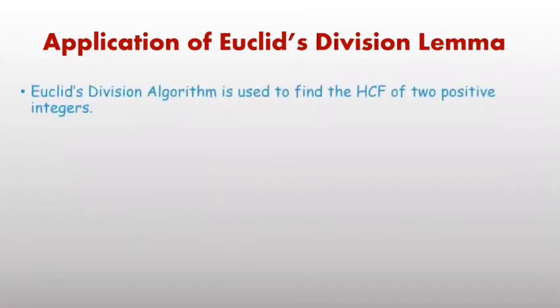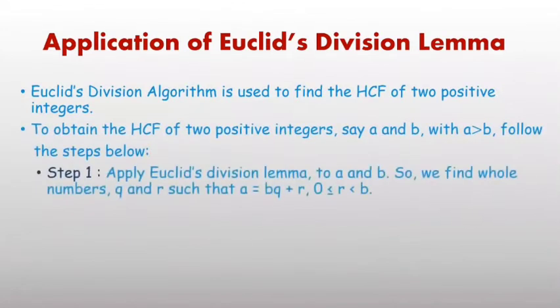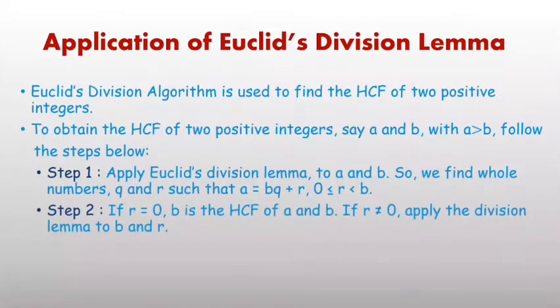Its application: using Euclid's division lemma, we can find the HCF of positive integers. If two positive integers are given, you can apply the following steps to find the HCF. Step one, apply Euclid's division lemma to two numbers a and b and write in the form of a equal to bq plus r. If r equal to 0, then b is the HCF of a and b.